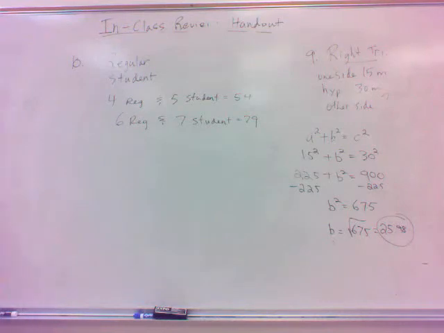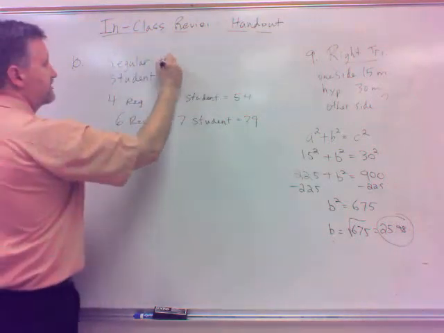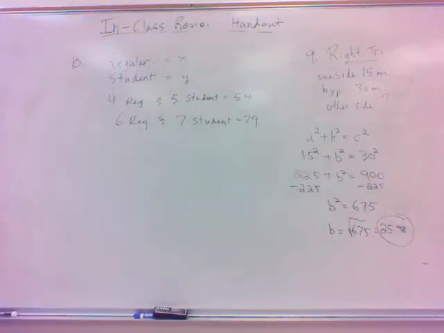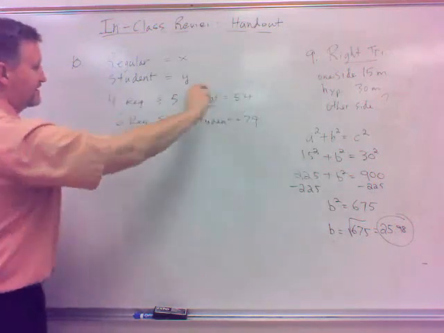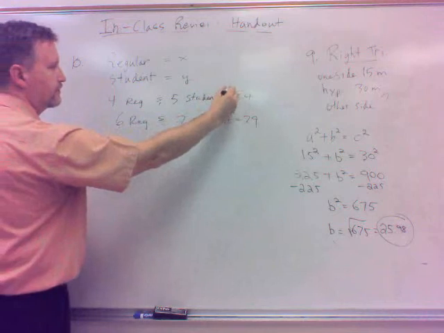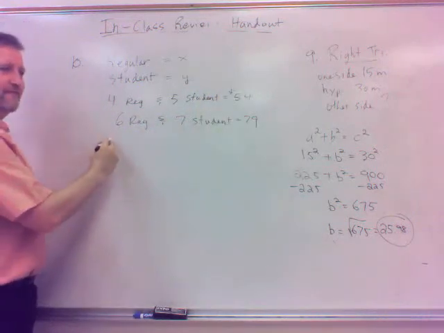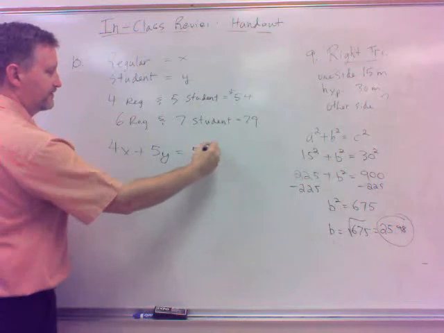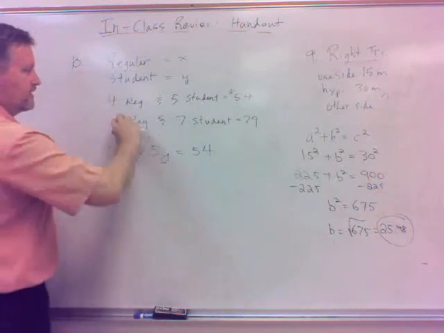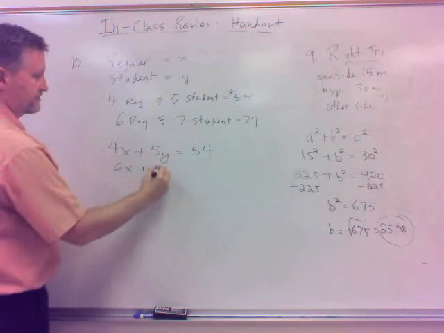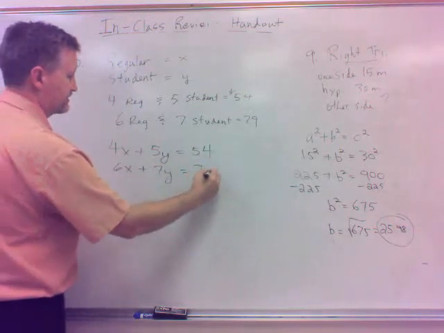Well, if we say the regular price is X and the student price is Y, they're 2 different prices. What have I got here? I've got 2 equations, don't I? First equation is 4 regular, 5 students equal $54. What equation would that be? 4x plus 5y would equal 54, wouldn't it? Then down here we've got 6 regular, so that'd be 6x. 7 student, be 7y equals 79.